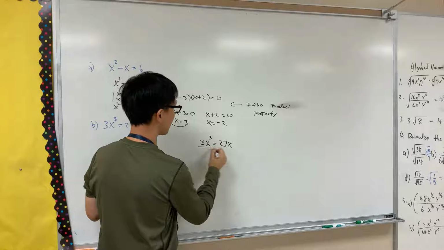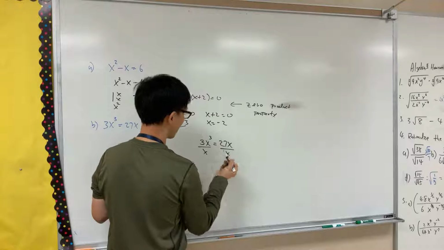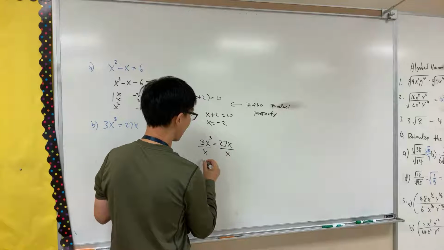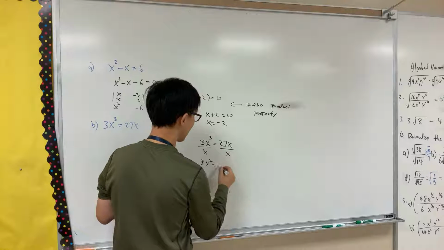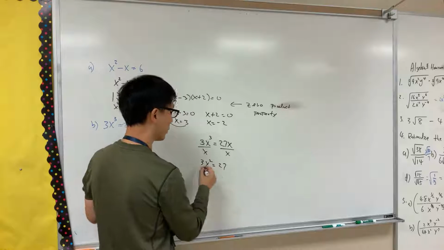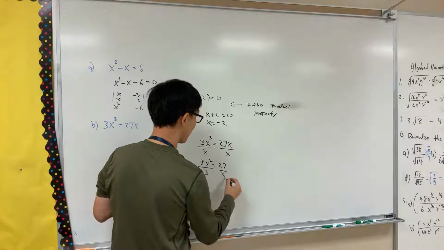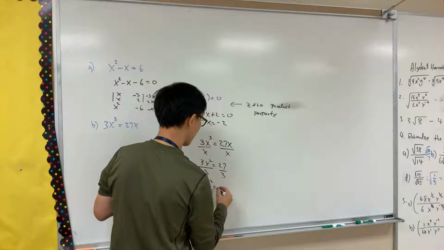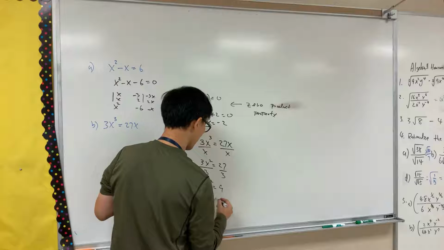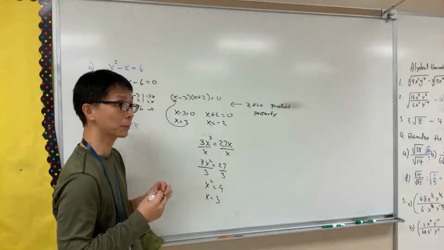I divide both sides by x, okay, which is kind of bad. So I'm gonna get 3x squared equal to 27. This is the wrong way to do it, by the way. I'll divide both sides by 3. I'm gonna get x squared is equal to 9, and then x is equal to 3, and that's my solution.